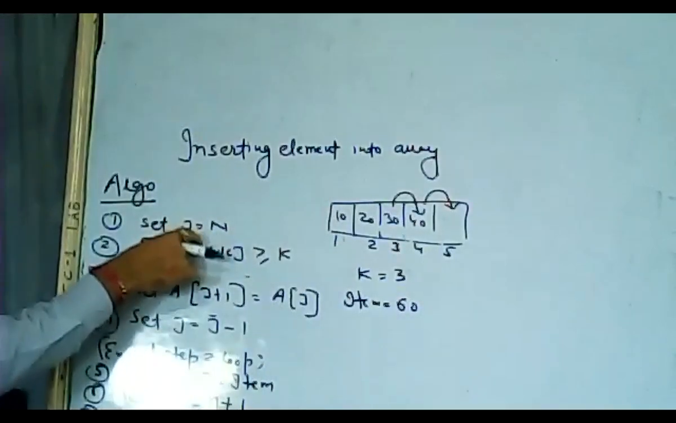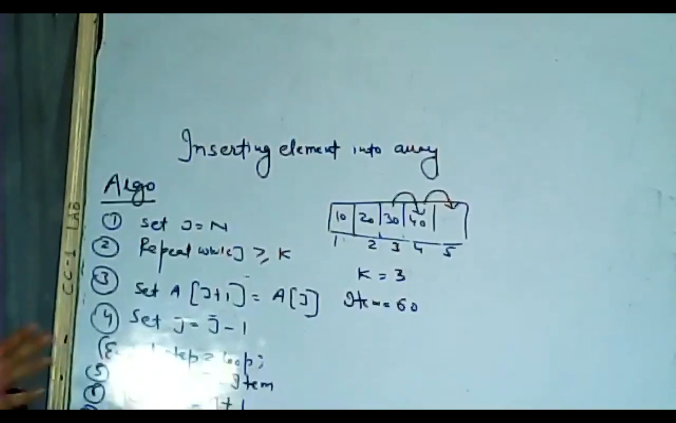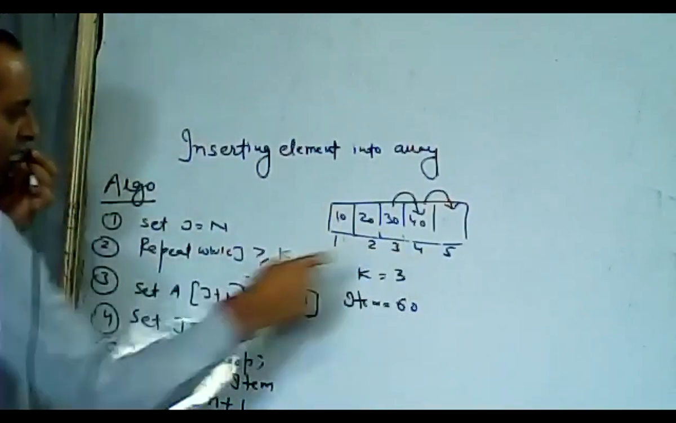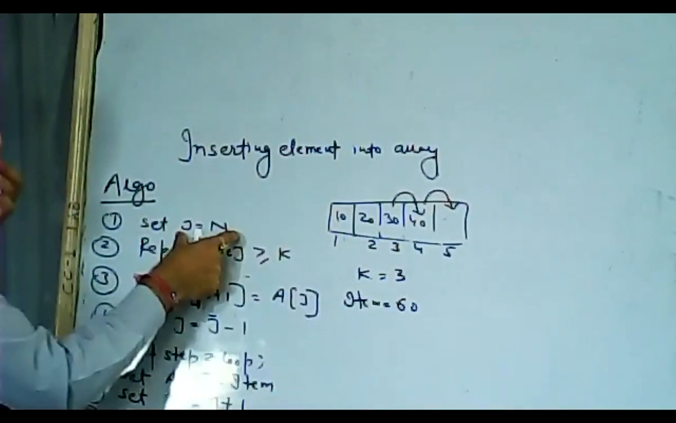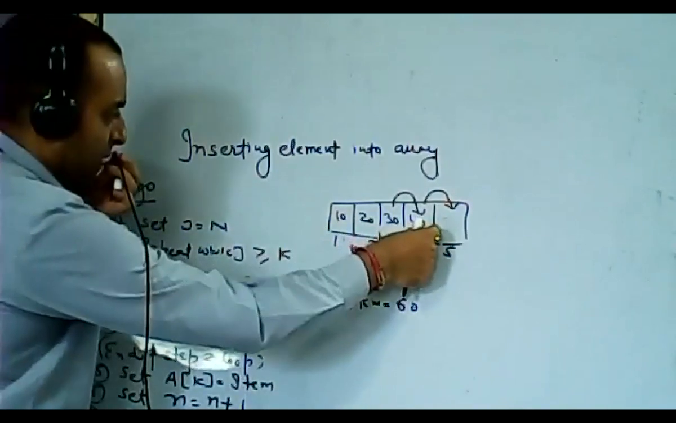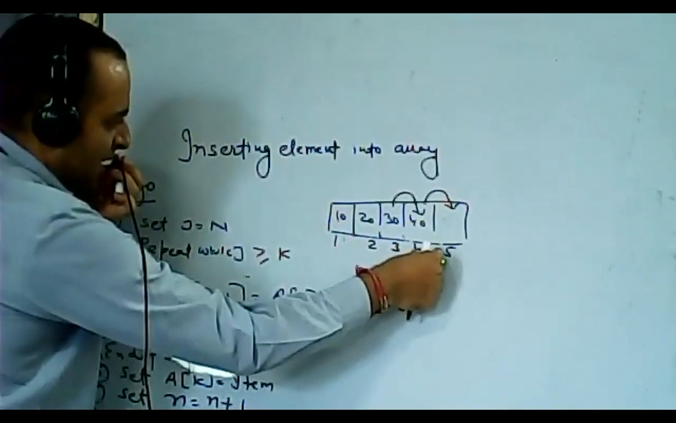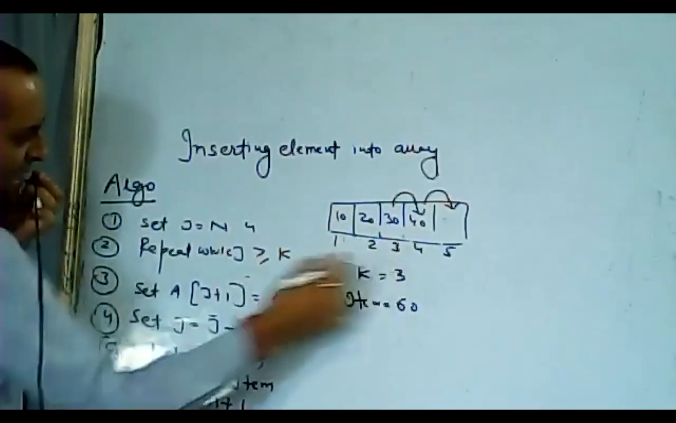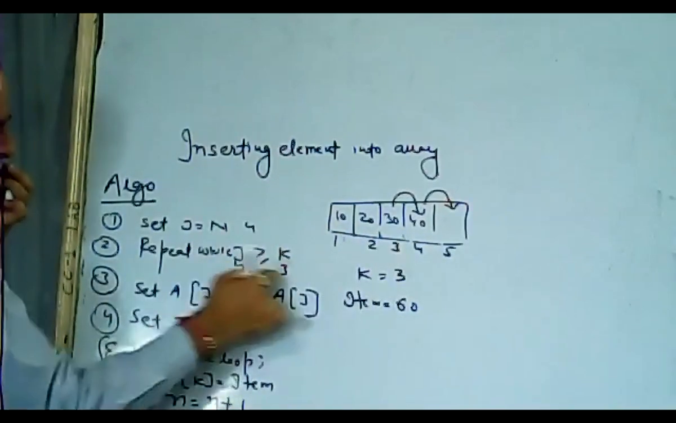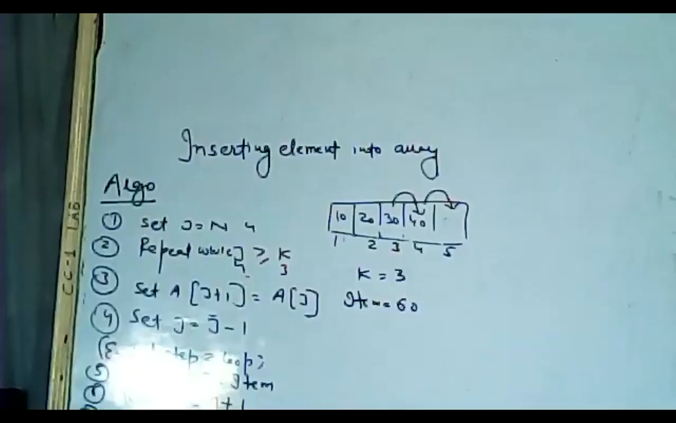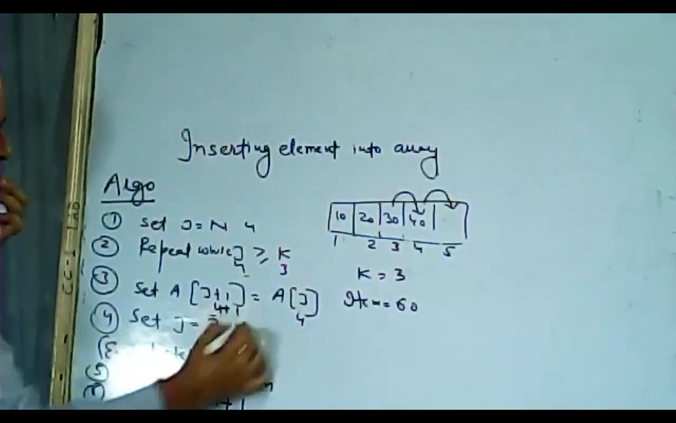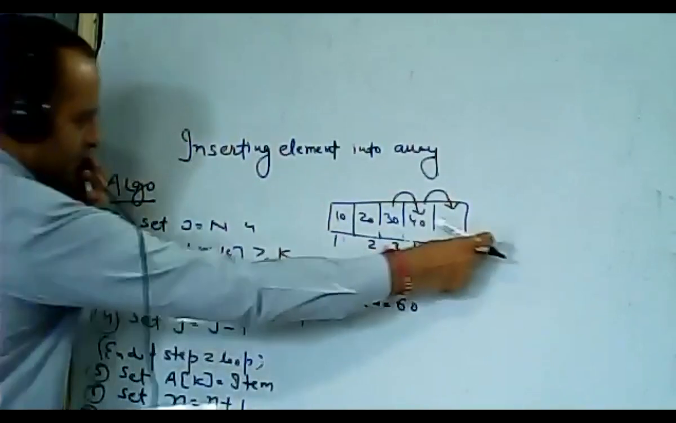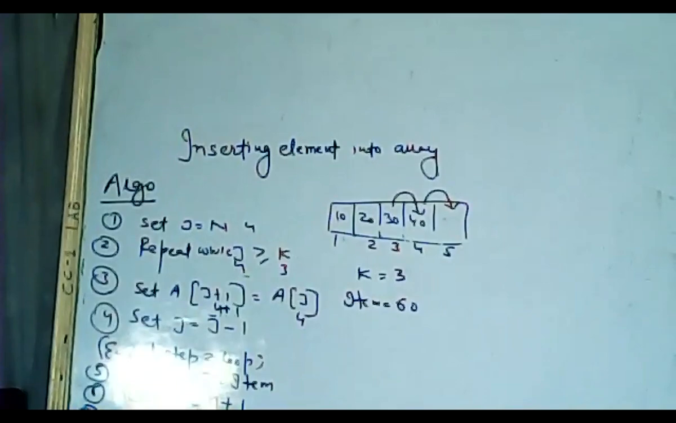So J is n. Why is J n? n is the total number of elements in the array, that is 4. Why is J 4? Because I have to start the movement from the fourth element, from the last element. So J is 4, n is 4, K is the position where I want to insert, that is 3. 4 is greater than 3, condition is true. J is 4. So where do I put A of 4? 4 plus 1. Fourth onto the fifth position.